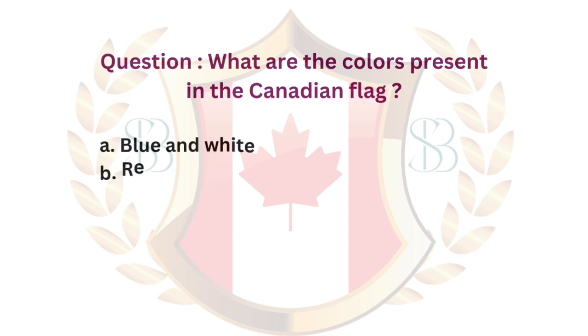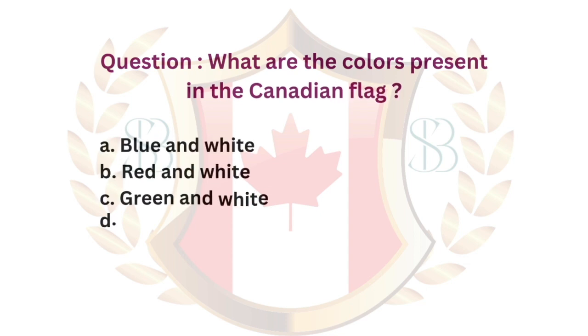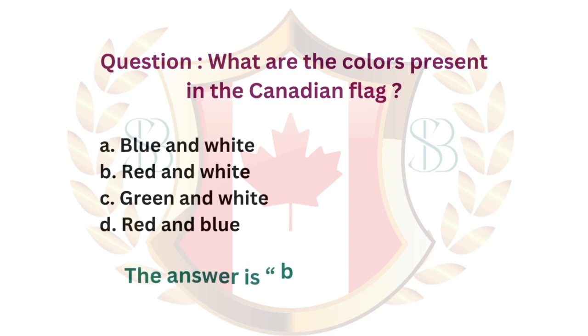Question. What are the colors present in the Canadian flag? A. Blue and white. B. Red and white. C. Green and white. D. Red and blue. The answer is B. Red and white.